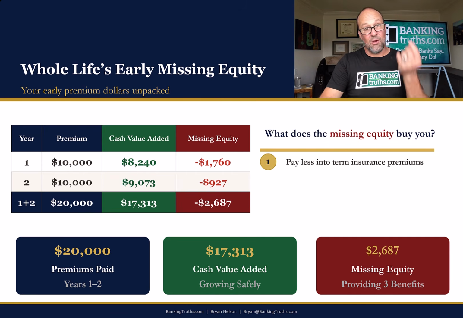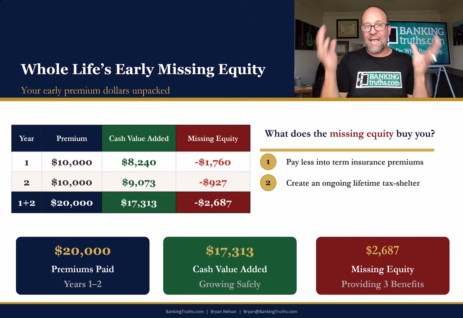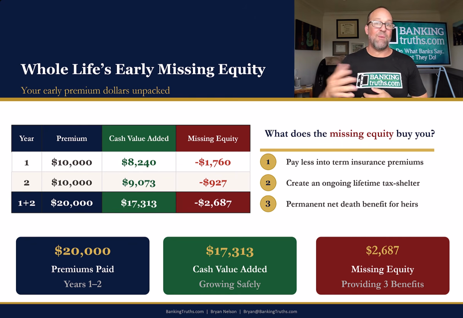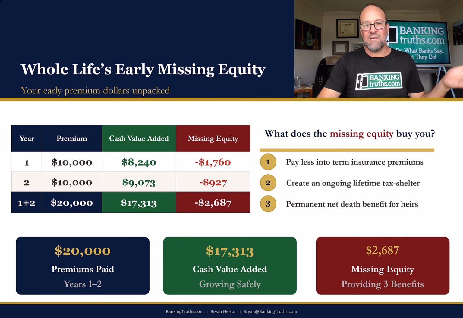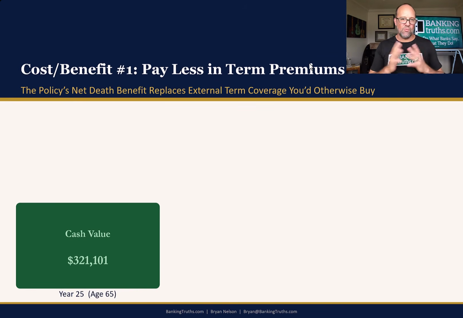So again, you're going to pay less in term premiums. You're going to create an ongoing tax shelter that's worth something, and we can measure that. And last, you're going to have a permanent net death benefit, whether you care about it or not. That money's going to be reserved in the insurance company's vault, and it's going to go to somebody somewhere. So let's take a look. All right, let's look at the term insurance recapture.